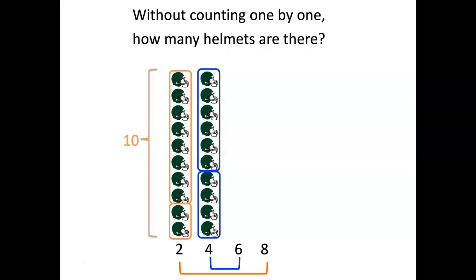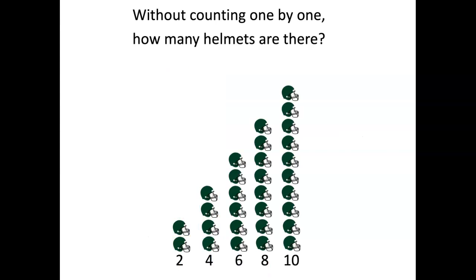So I haven't counted each helmet individually, but just by quick patterning, I can see that I have 2 columns of helmets, and each of those columns have 10 helmets in it. So 10 helmets in the 2 groups. So each column representing this new group of helmets. Let's look at another picture.